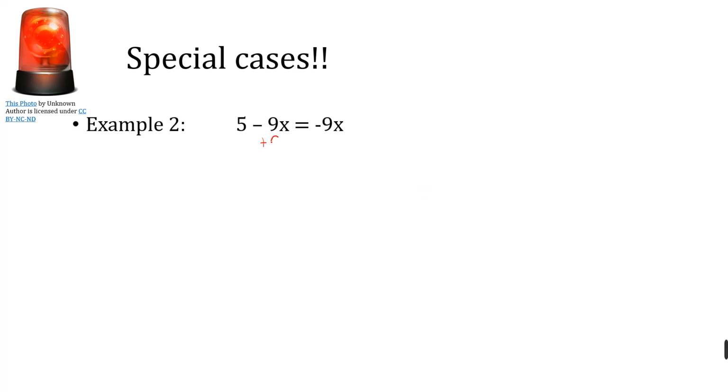So you're going to start it the same way. You're going to add 9x to both sides to get all the x's on one side and all the plain numbers, like 5, on the other side. So we have 5 equals, now negative 9x plus 9x. Those are additive inverses. We add them together and we're going to get 0. We get 5 equals 0. Does 5 equal 0? No way. That just is not true.